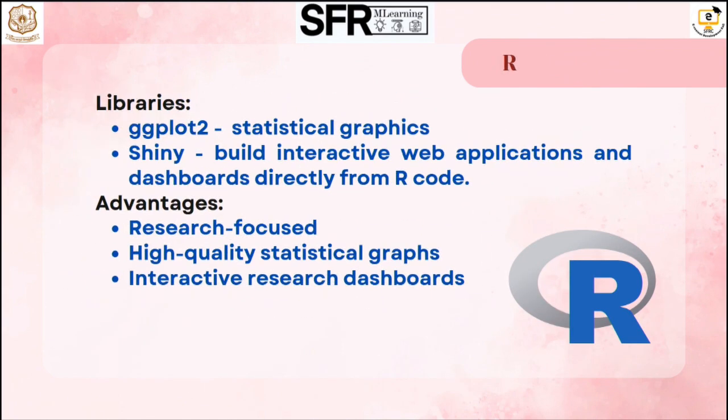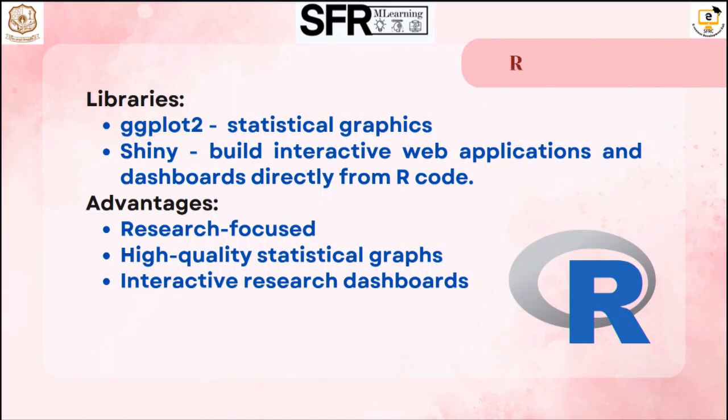So next one is R. R is a language which is used for analysis purposes. Here the ggplot2 library is used for creating elegant and layered statistical graphics, and Shiny is used for building interactive web applications and dashboards which can be created directly using R coding. Advantages here: it is research focused and high quality statistical graphs are created. It's used for interactive research dashboards. That's a major advantage here.